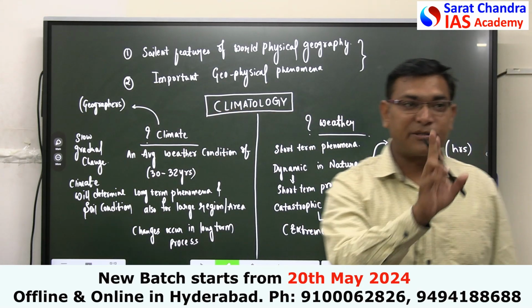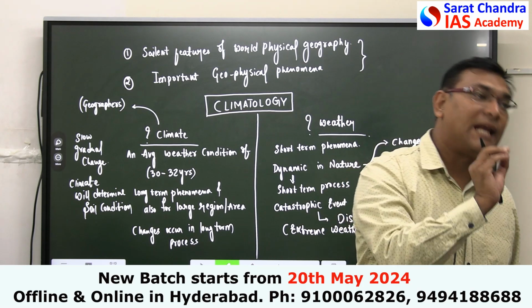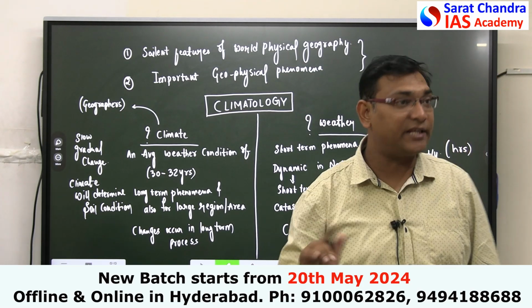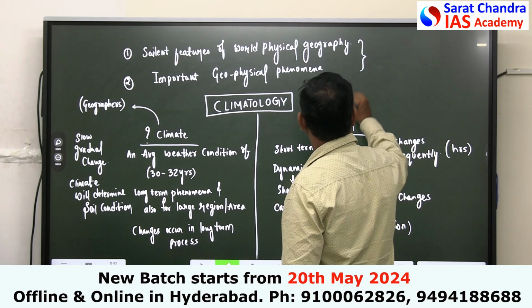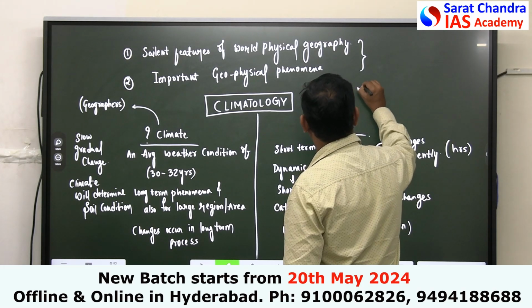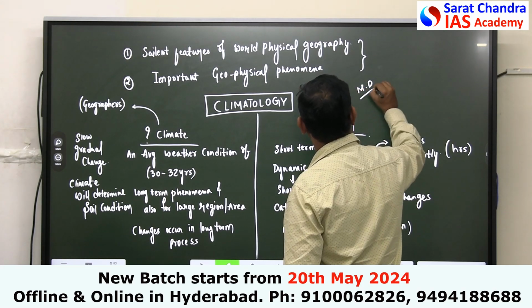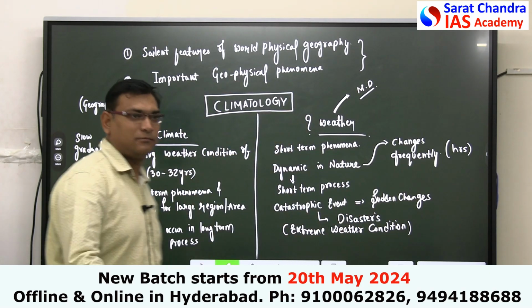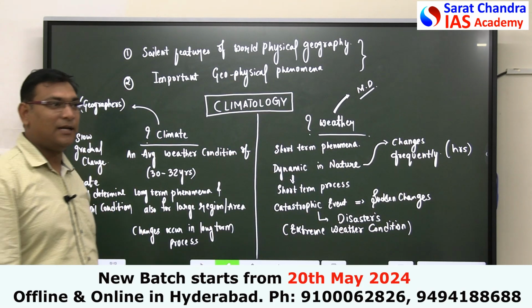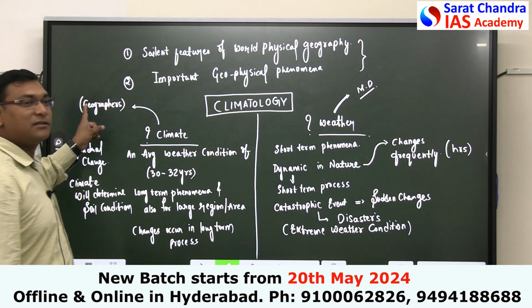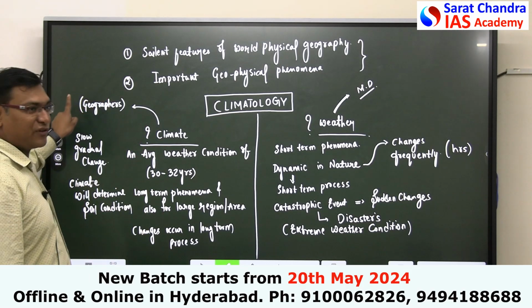Geographers will always determine the climate. They go with the climate, not with the weather. Weather will be for the meteorological department. Yes or no? Right? Climate is more useful for geographers.